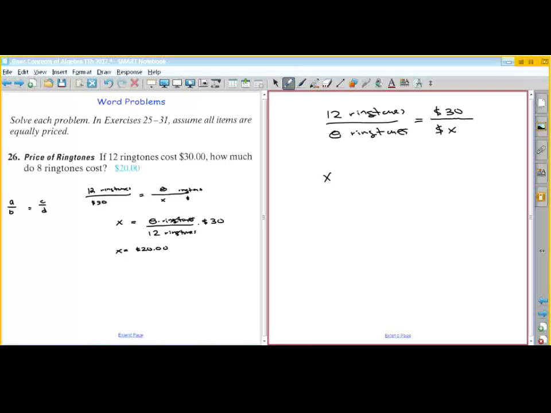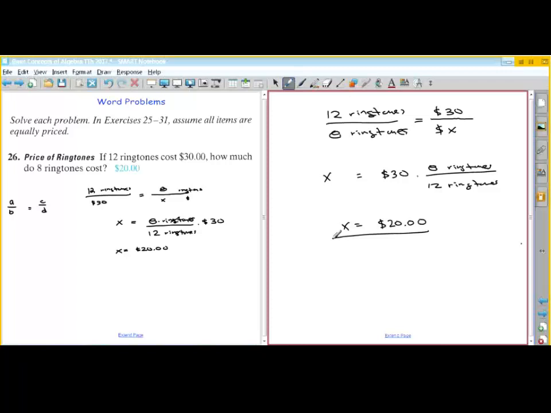So now I can just shift things around again. I'm going to solve for the unknown, so I'm going to take that from the denominator and move it to the numerator. I'm going to leave my $30 over here. So when I move 12 to the other side, it has to go to the denominator. And the 8, which is in the denominator, has to go to the numerator. And at that point, you see we're basically at the same equation. We've just got these switched. So if you solve for it, you get $20.